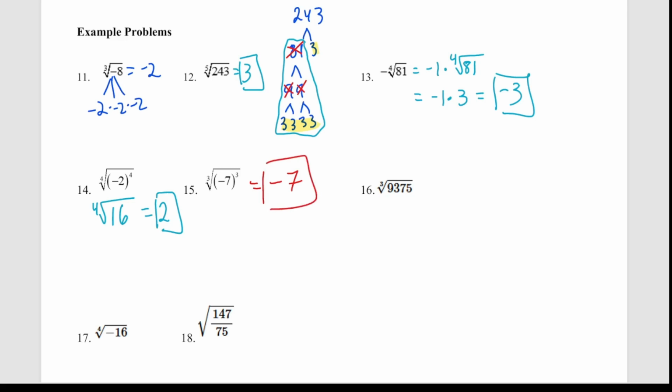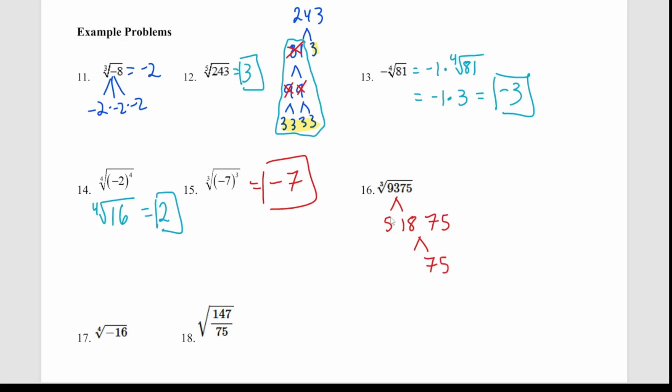For this next one, I'm definitely going to want to make a factor tree, and in particular, I noticed that it ends at a 5. So I know that at least 5 has to go into 9,375, and I'm going to just do that division off to the side here. It looks like 5 times 1,875 gets us that.